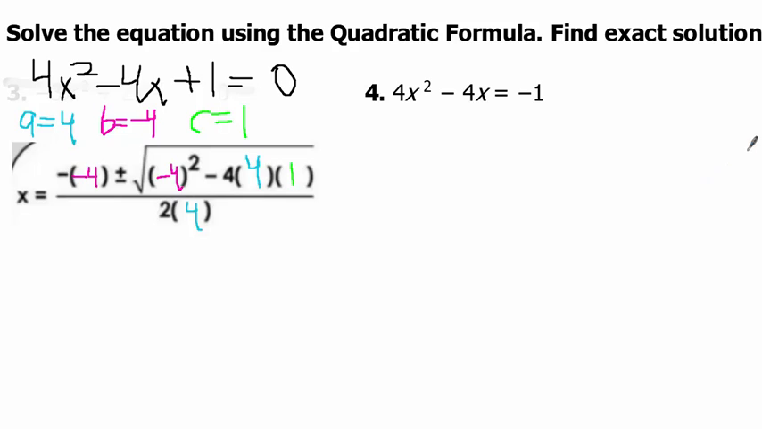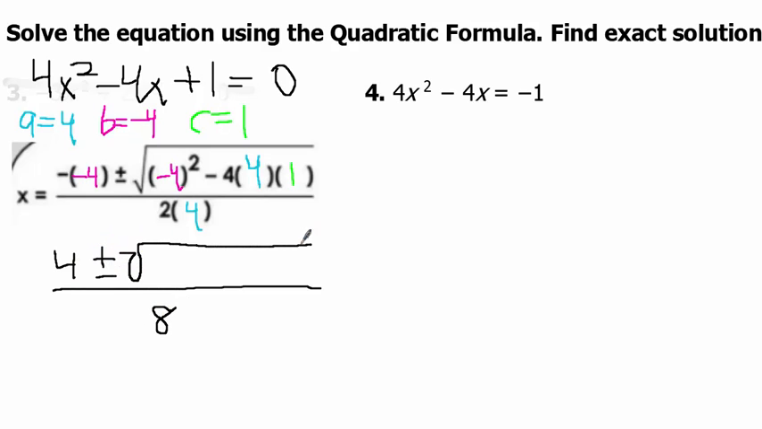So when I clean up my 4 different spots on here, minus a negative 4 is positive 4. 2 times 4, that's going to be 8, plus or minus, square root large enough for 2 terms. Negative 4 squared, that's 16, minus, all positive, so it will be minus 4 times 4 times 1, 16.